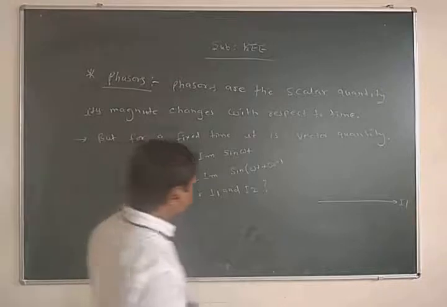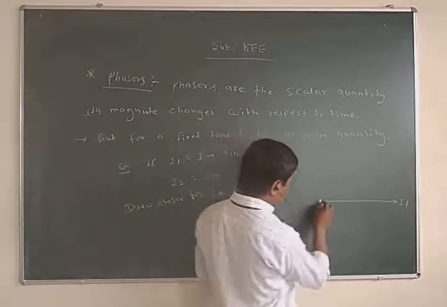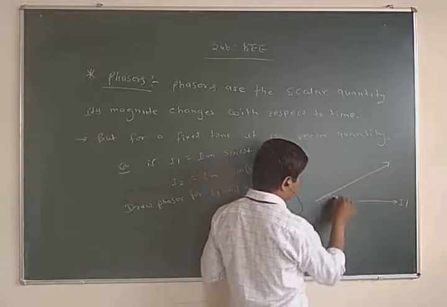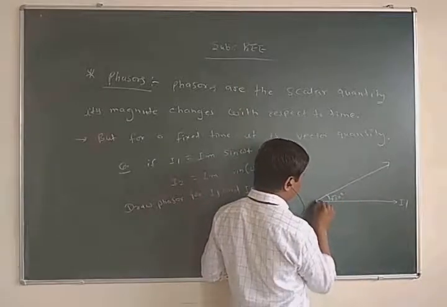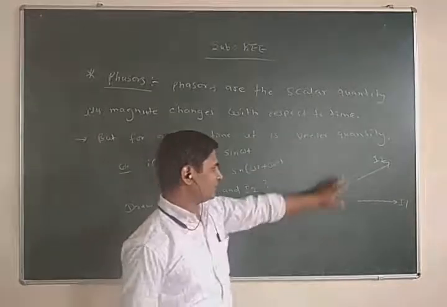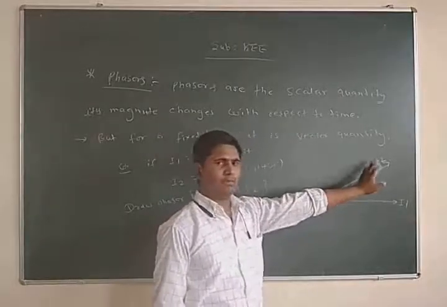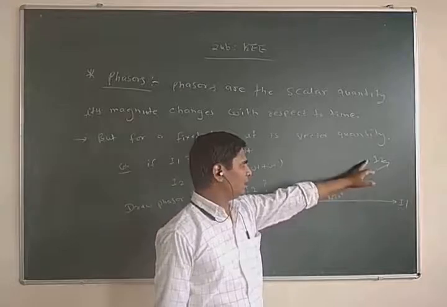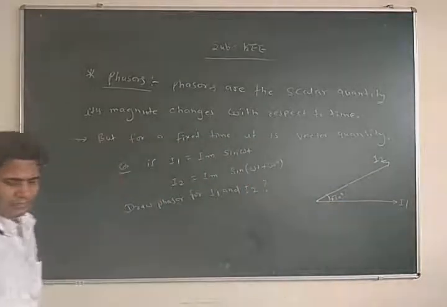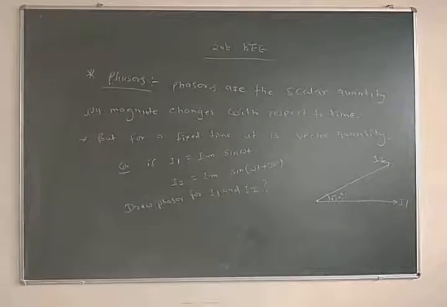So here I2 is plus 30, and plus 30 means this. This is the plus 30 and this is I2. It is the phasor between I1 and I2, which represents that I2 leads I1 by an angle of 30 degrees. So this is the phasor representation of I1 and I2.